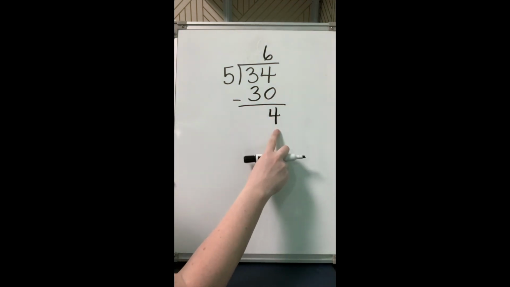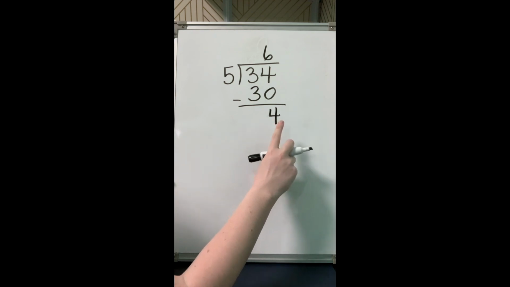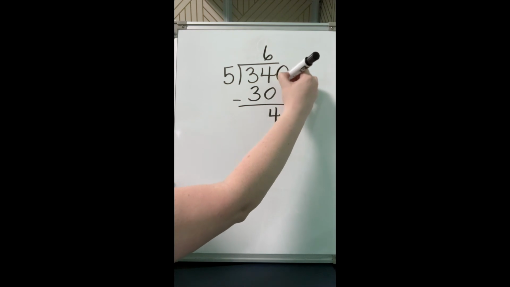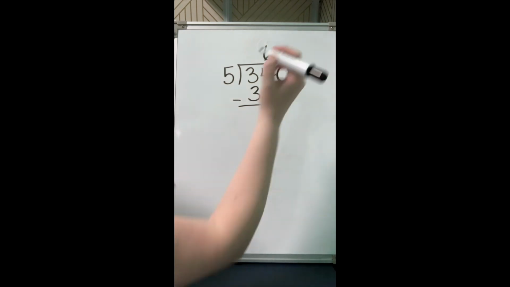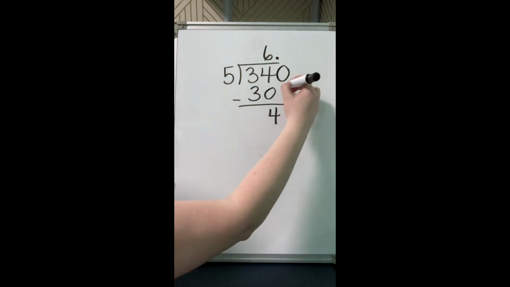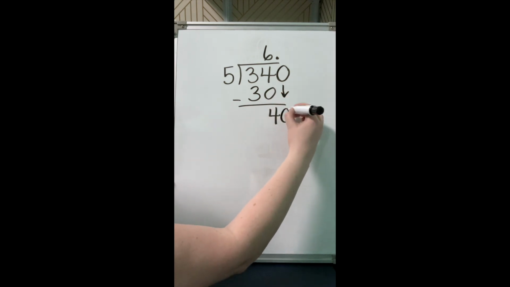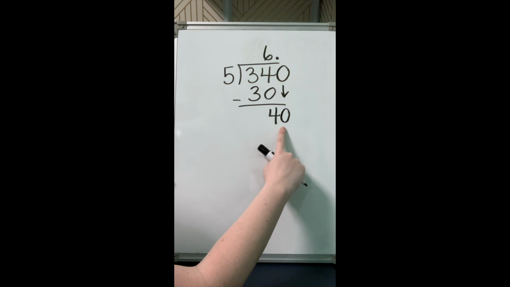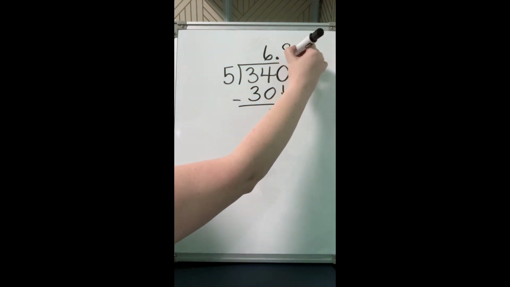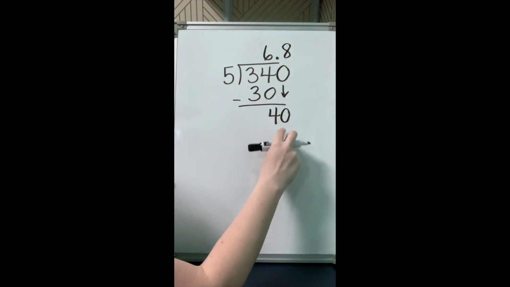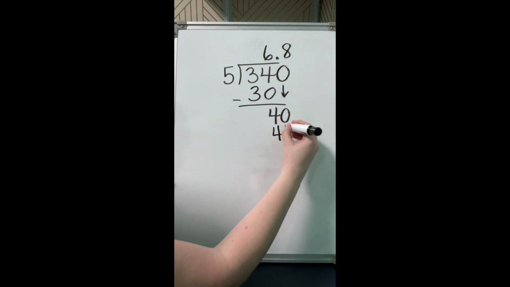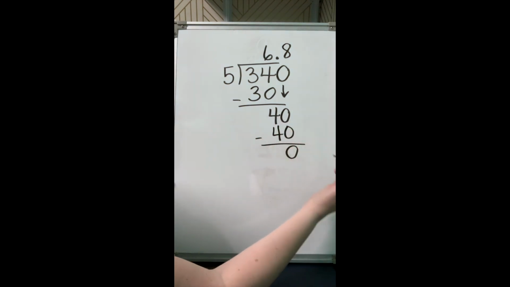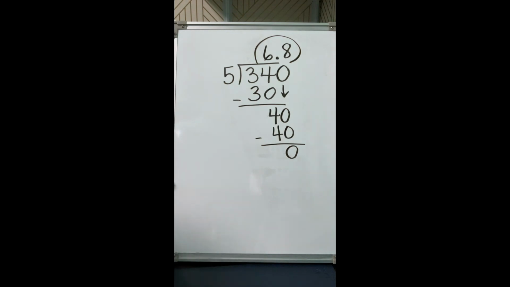Now we have 4 left, and instead of making this our remainder, we're going to add a 0 to our dividend, and add a decimal point after our original answer. Now we can bring down that 0, and we get 40. Can 5 fit into 40? The answer is yes, it can fit in 8 times. 5 times 8 is 40. We subtract, and we get 0. So our answer is 6.8.